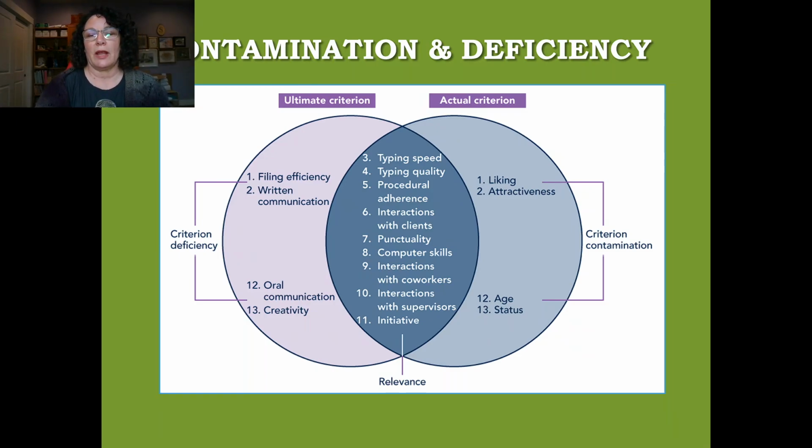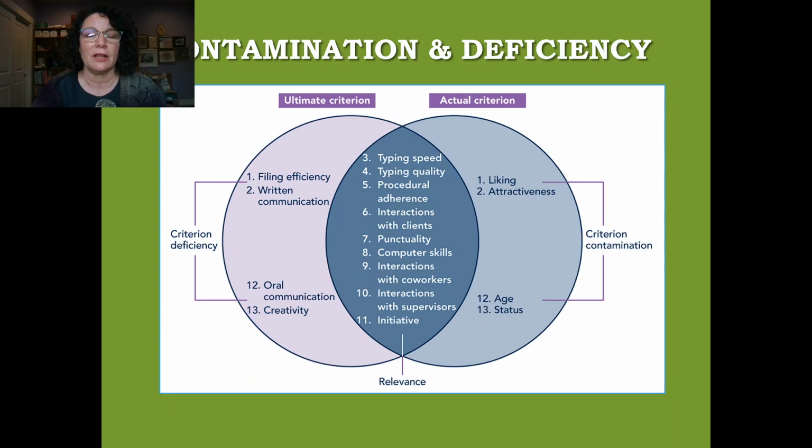On the other side, we have what's called criterion contamination, where things like liking and attractiveness and age and status come into play when they shouldn't. It's not part of the ultimate criterion. Those things are not things that are actually determining success in performing the job behaviors that we're interested in, but they're infiltrating our actual criterion.